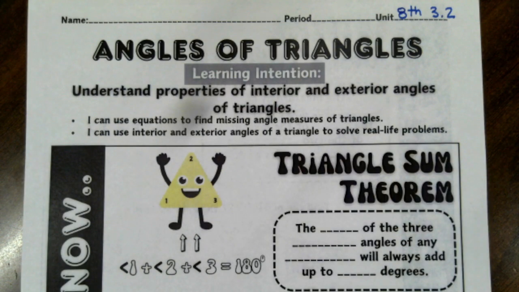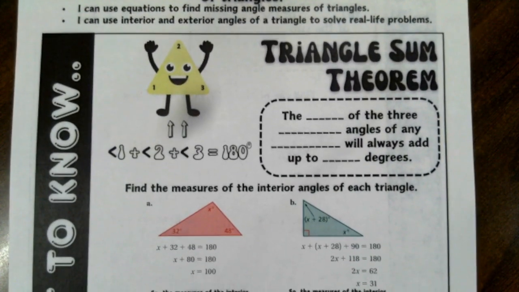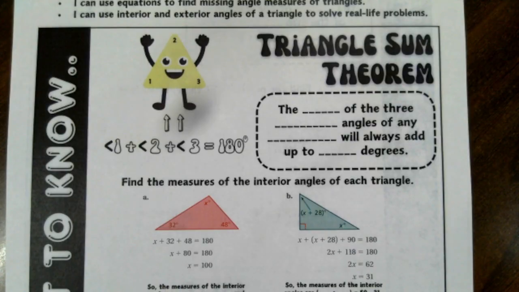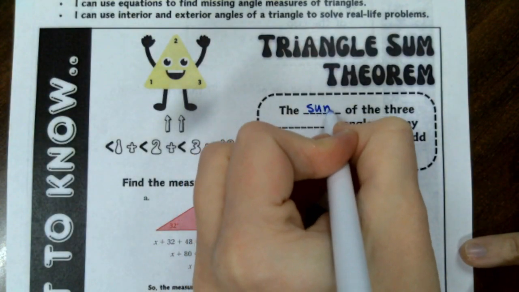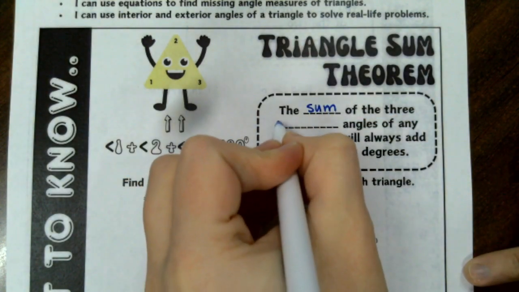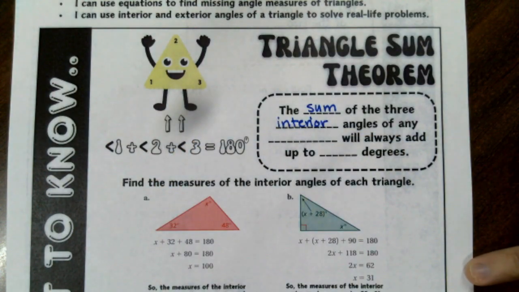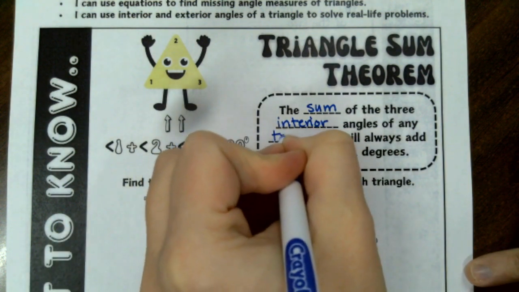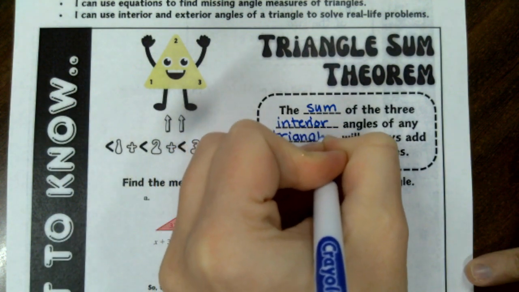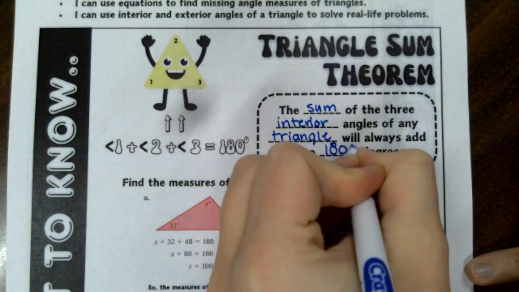So first we have the triangle sum theorem. Okay, and here's my cute little triangle here. So here's what we know about the triangle sum theorem. So the sum of the three interior angles of any triangle will always add up to 180 degrees.